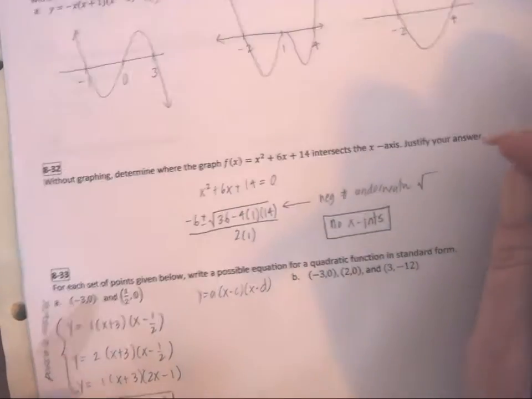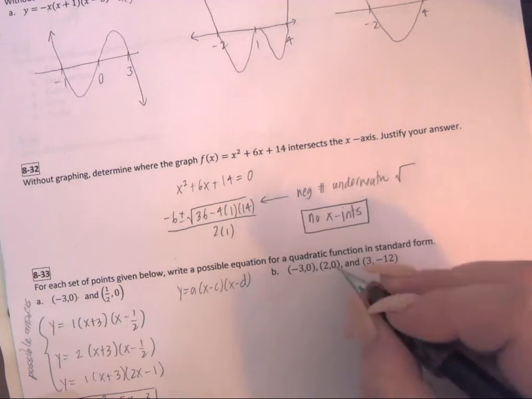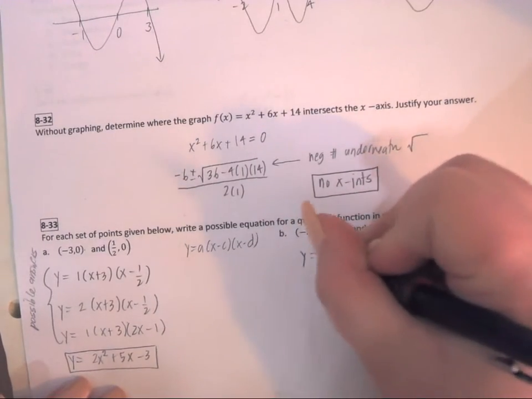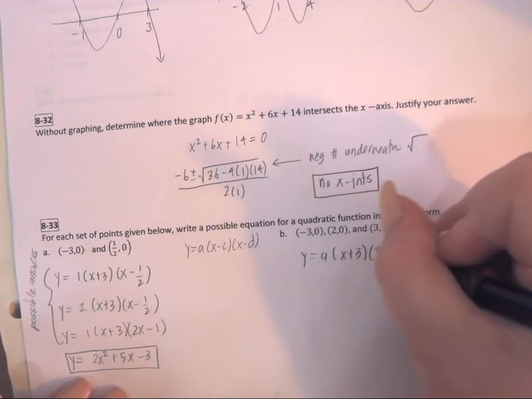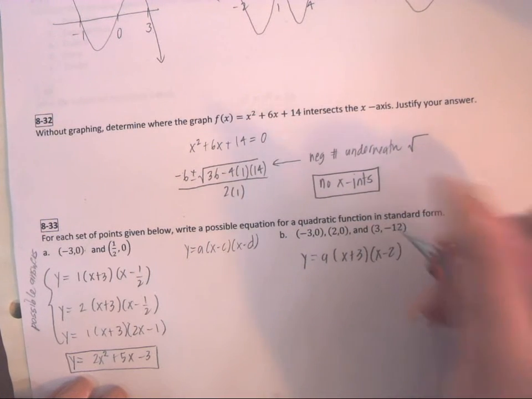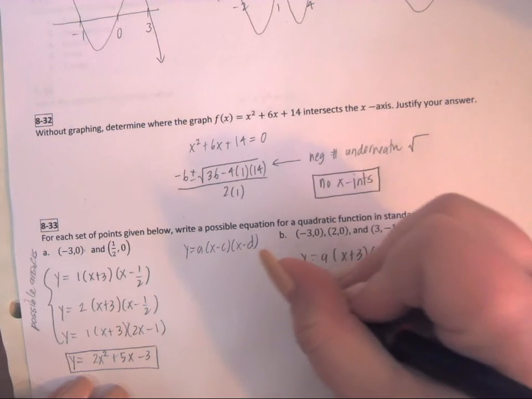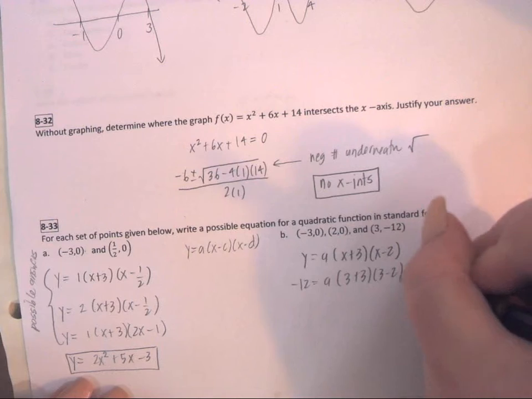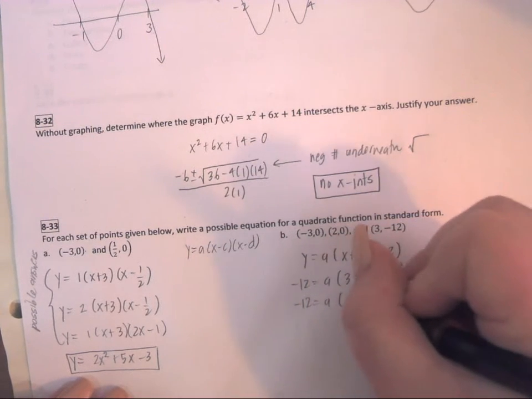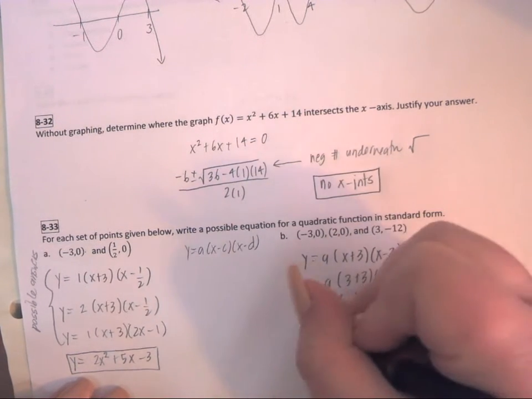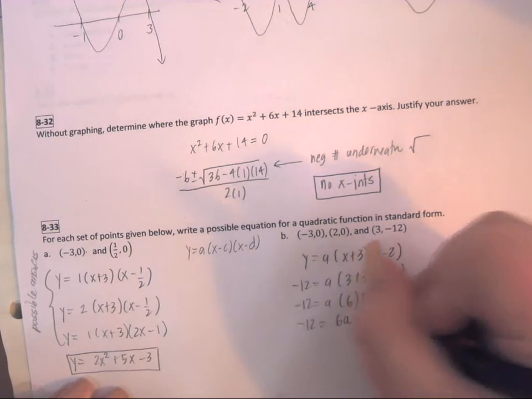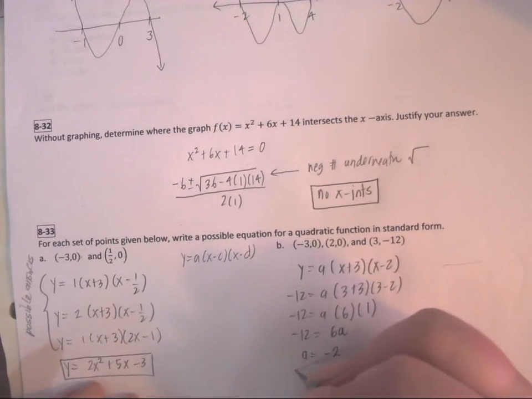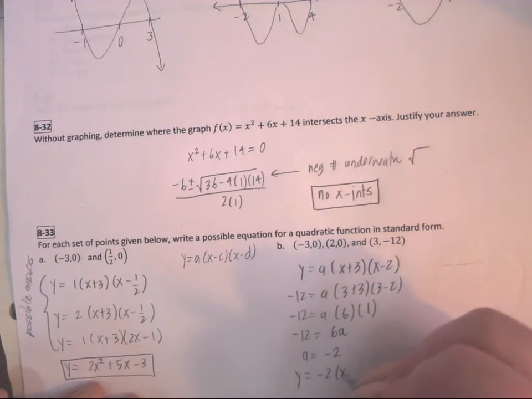Okay, and then this one for sure, because you have this third point, you do have to solve for a, and there is one answer. So it's y equals a times x plus 3 and x minus 2. Then you plug in this value to solve for a. So -12 is y, and 3 is x. So that's 6 and 1. So negative 12 equals 6a. So a equals negative 2. So then this is it in factored form.